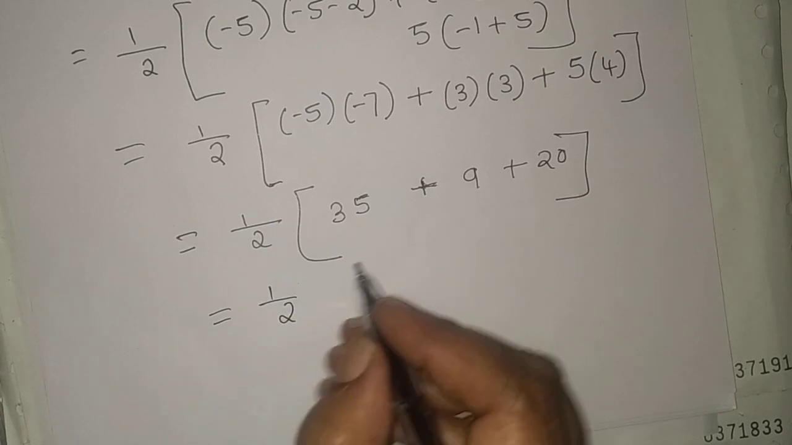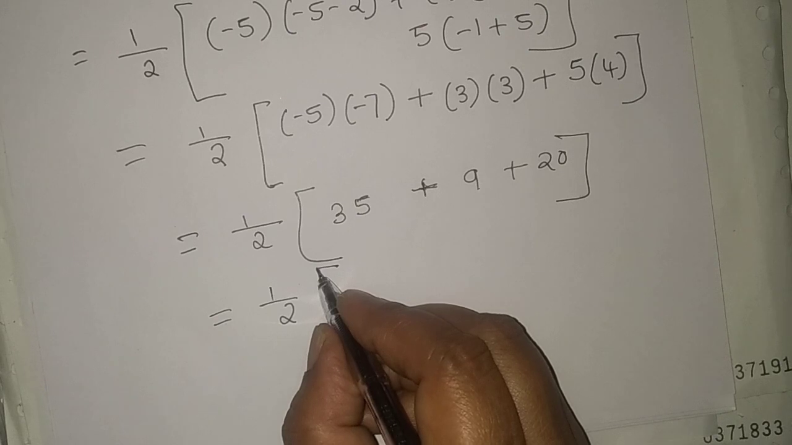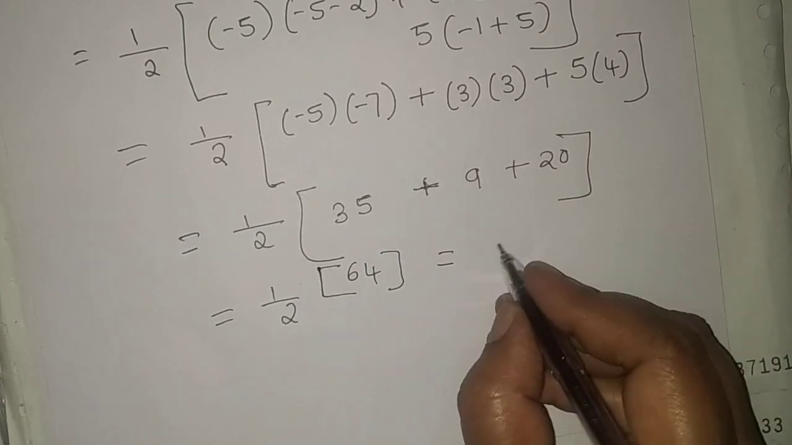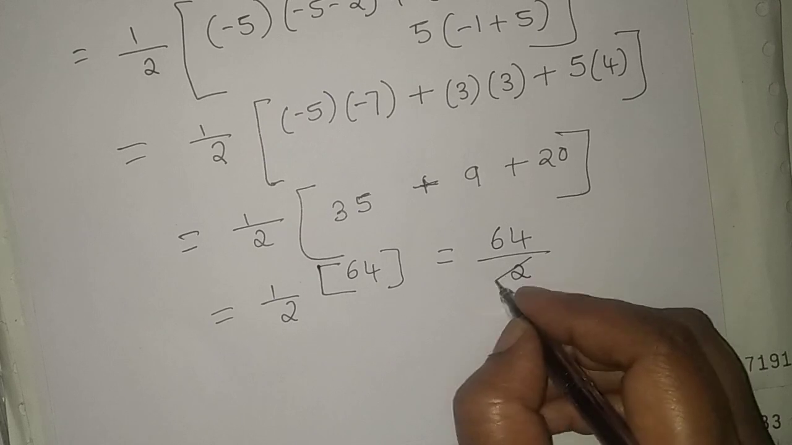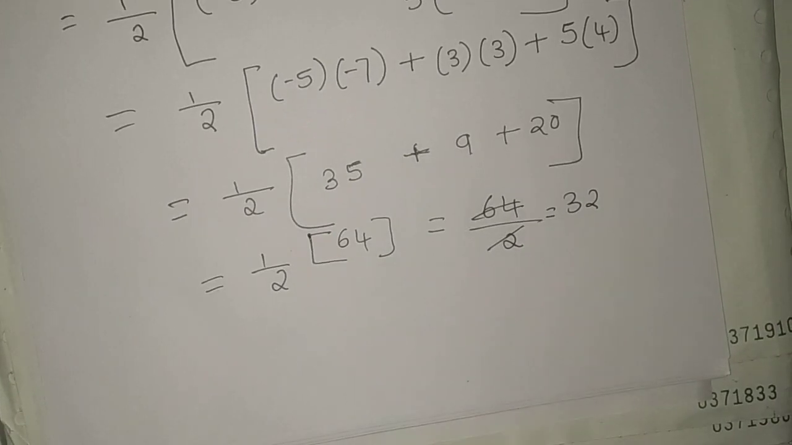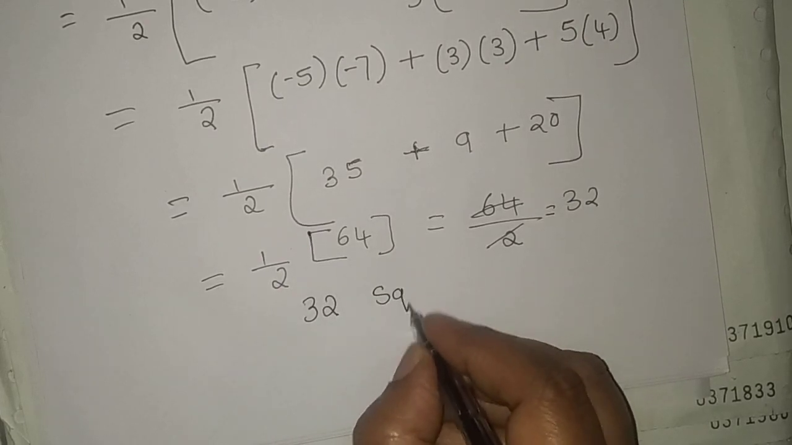So 1/2 into, how much? Adding all this we'll get 64. There is 35 plus 9 is 44, 44 plus 20 will be 64. So 1/2 into 64, that is 64 divided by 2, 2 ones are 2, 2 3s are 6. Finally we are getting 32 square units.